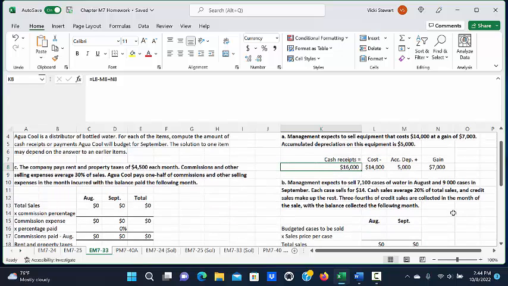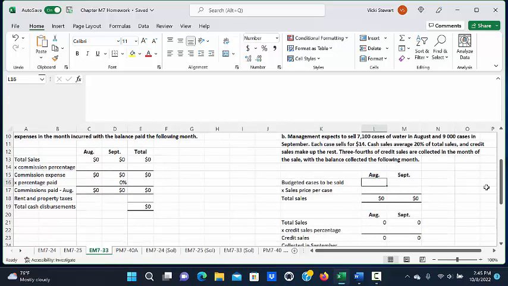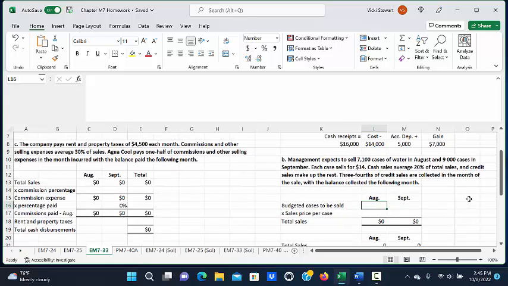In the B part, it states that management expects to sell 7,100 cases of water in August and 9,000 cases in September. Each case sells for $14. Cash sales average 20% of total sales, and credit sales make up the rest. 3/4 of credit sales are collected in the month of the sale, and the balance is collected in the following month. So the first thing we need to do is to determine the total sales for each of the months.